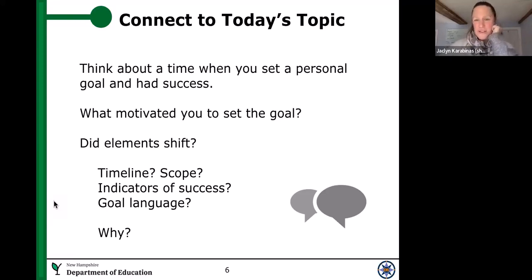Does anyone else have one you want to share, either in the chat or out loud? Yeah, go ahead, Emma. Thanks. I'll go, just because it's actually very similar to yours. Last year, actually in 2021, when I moved up to New Hampshire, I decided I wanted to get into doing triathlons, and I'd never done them before.